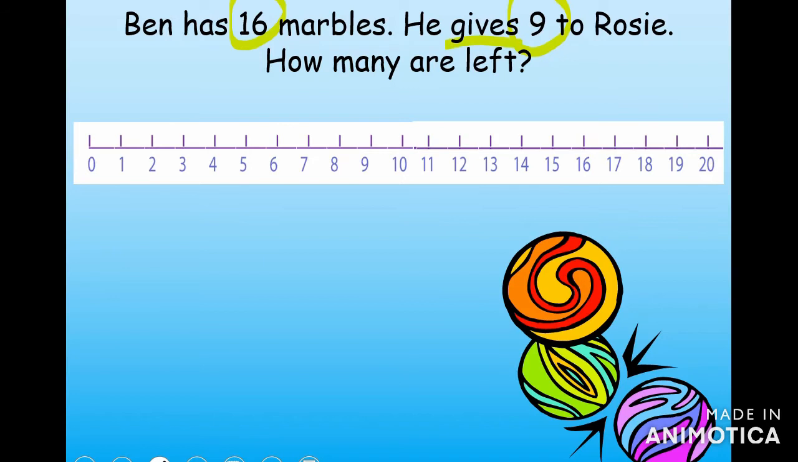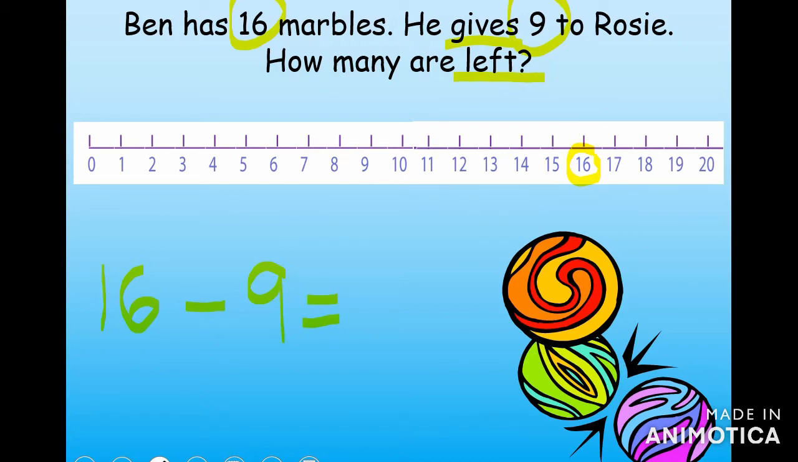So he's giving the marbles away, which means that Ben is going to have less. Then it says how many are left. So we're going to need the numbers 16 and 9. And remember we said that Ben was giving marbles away, which means that we're taking away the number of marbles that he's given away. So he's taken away 9. So we can start at number 16 and we're going to count back 9. We could just do what we did before and count back in ones, but we could also use the skills that we've learnt this week, couldn't we?